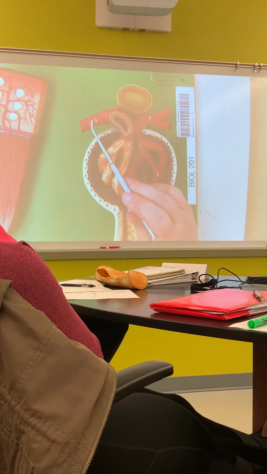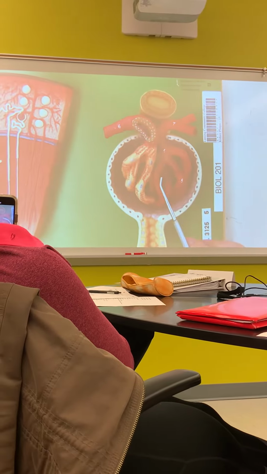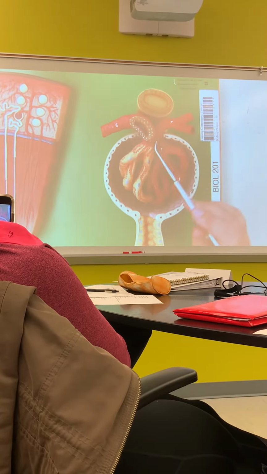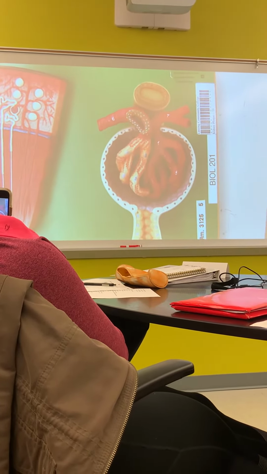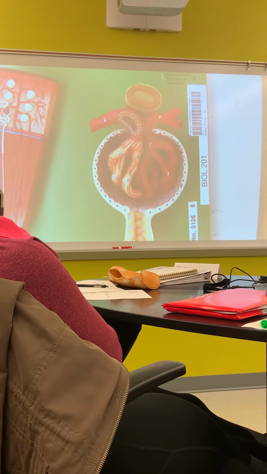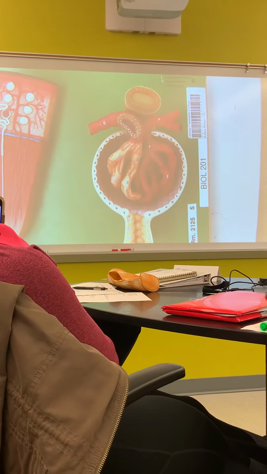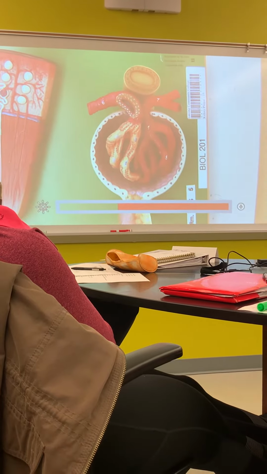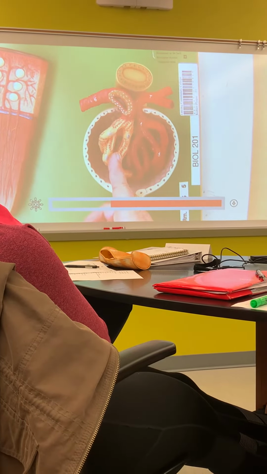So afferent arteriole brings blood into the glomerulus. Efferent arteriole takes blood away from the glomerulus. You'll notice that the glomerulus looks different on the two sides. In real life, it would all look like this side.